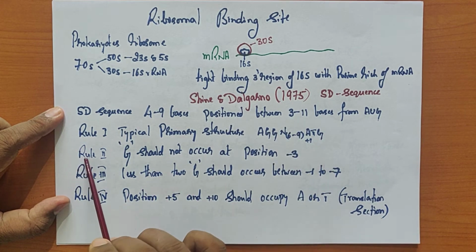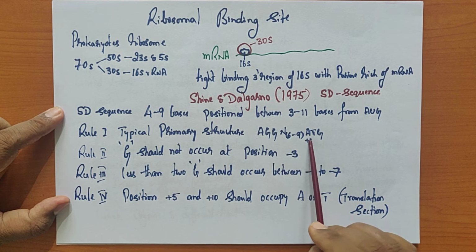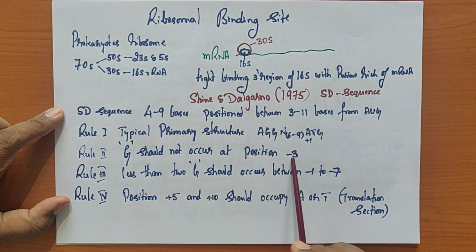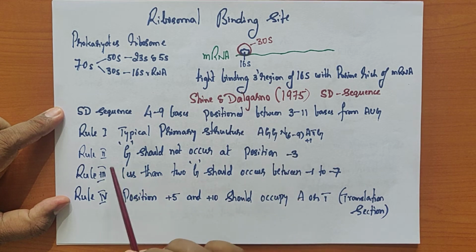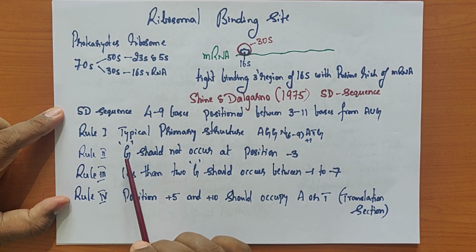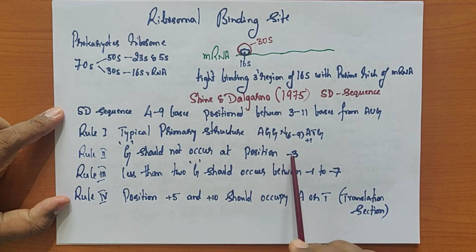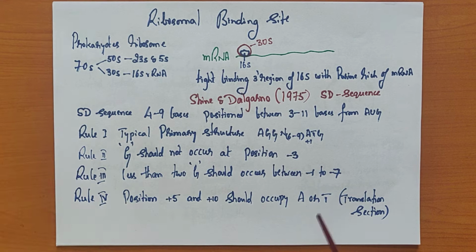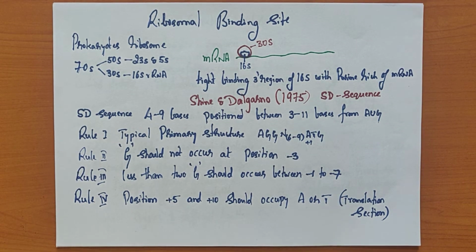Alright. Rule number 2: suppose this is plus 1, then we have minus 1, minus 2, minus 3. At the minus 3 position, there is no way we can have a G. G should not occur at position minus 3. If there is a G, then the optimal binding is going to be affected. That is rule number 2.